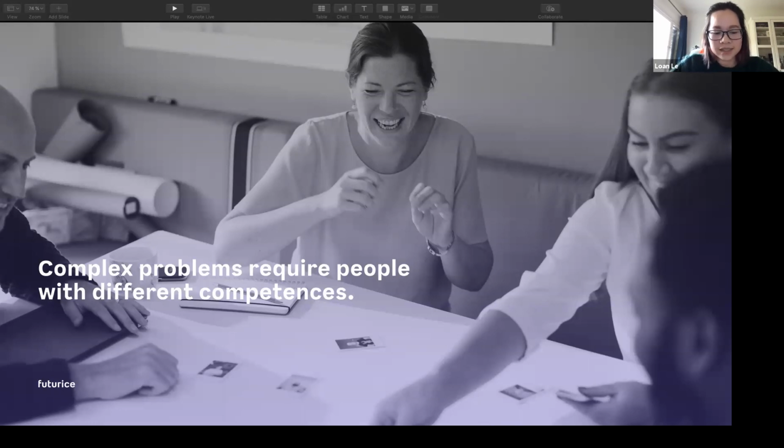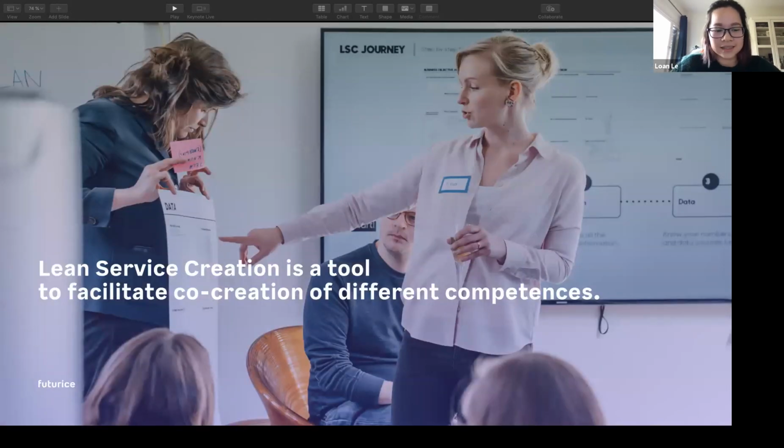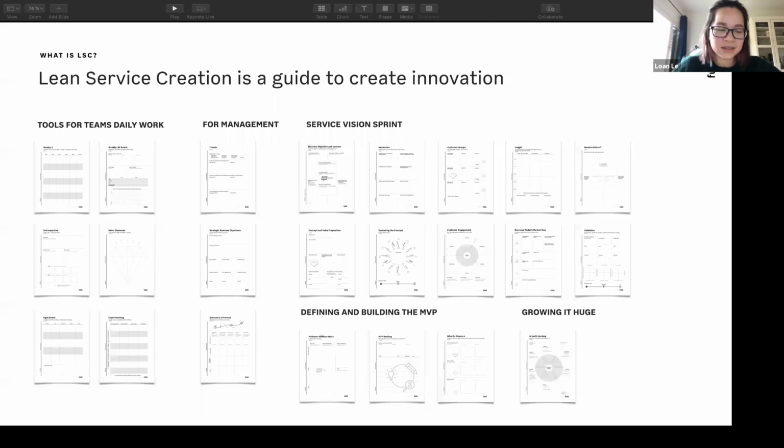So in order to get your team to really collaborate on solving the problem, you need to have a shared language. And that's where the LSC comes in. LSC provides an equal field for your team, your stakeholders, subcontractors, and customers to start co-creating together. In practice, LSC consists of a set of canvases that cover relevant phases in the service creation process, from design to implementation and project management.